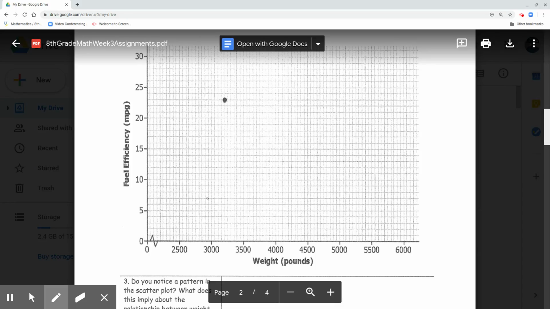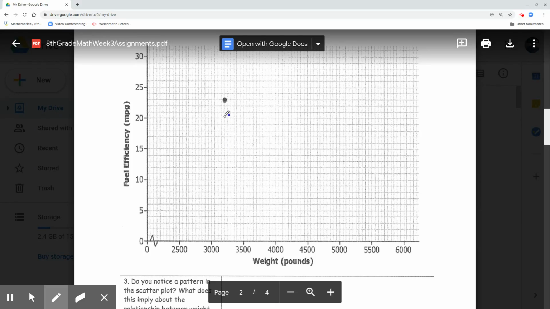So car number 1, which I believe is already listed, would be at 3,200 pounds and 23 miles per gallon. So 3,200, we go from 3,000 to 3,050, 3,100, 3,150, and 3,200. So it should be my fourth line in between 3,000 and 3,500. So I have 1, 2, 3, 4. And then I would follow that line straight up to where 23 would be.